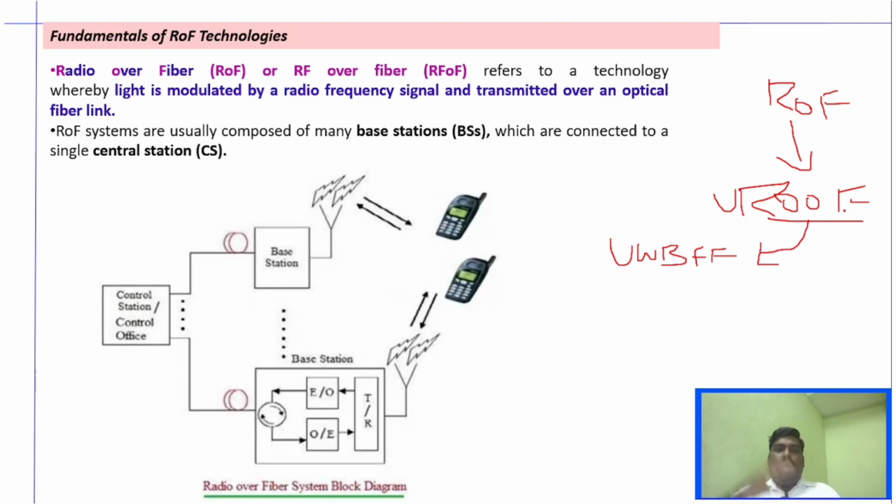And when we do RF signal to optical transmission, then we can achieve a lot of advantages. That is, there will be a minimum loss, right? Data transmission will be very fast, right? And you can have wider bandwidth, right? But for that we need to convert the RF signal to an optical signal. That is the very important thing.